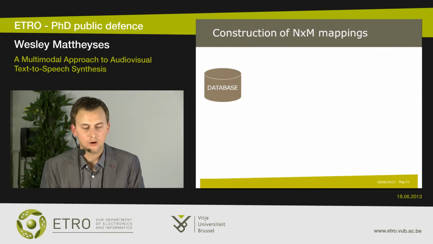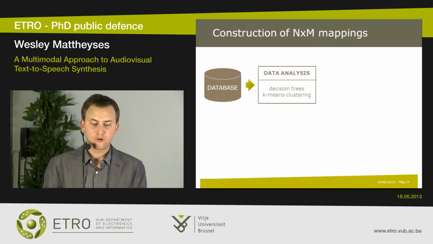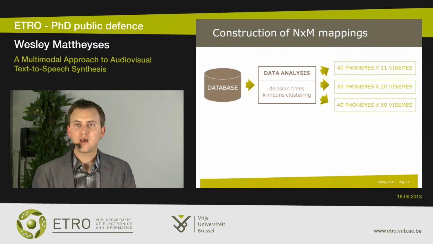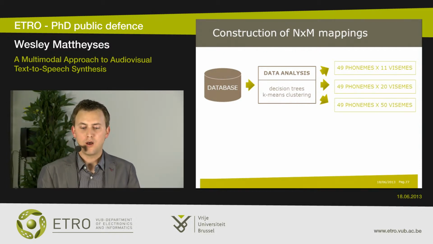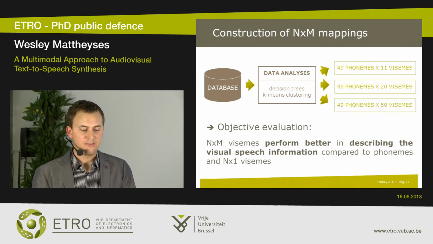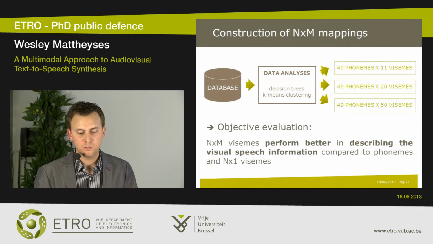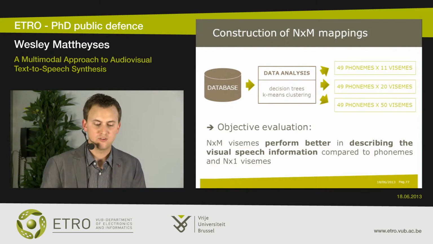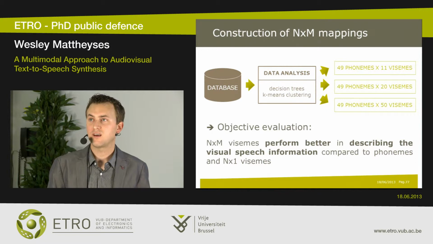Now, by analyzing our Dutch audiovisual speech database using decision trees and k-means clustering, we were able to map the 49 Dutch phonemes onto 11, 20, and 50 of such many-to-many viseme labels. We evaluated these viseme labels, and it seemed that these many-to-many visemes perform much better in describing the visual speech information compared to phoneme-based speech labels and compared to speech labels based on many-to-one visemes.